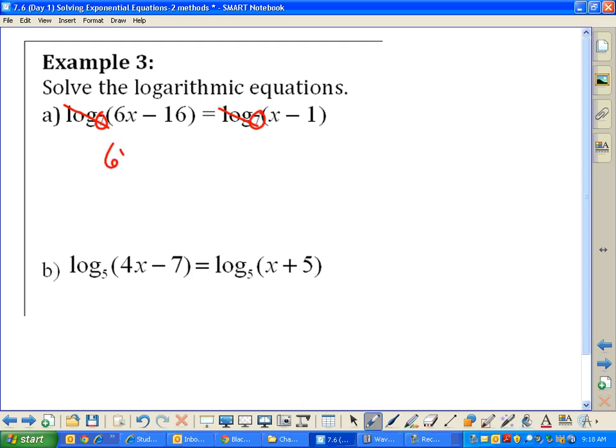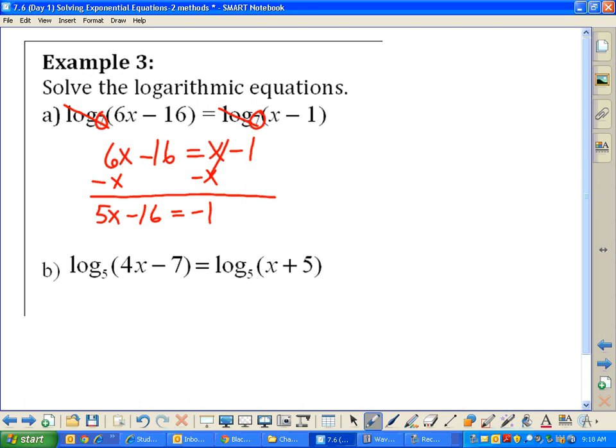Essentially, we get 6x minus 16 is now equal to x minus 1. And then we just solve for x. We have a linear equation. I usually move all of my variables to one side and constants to the other, so I would subtract x from both sides. So you get 5x minus 16 equals negative 1. Add 16 to both sides. So x in this problem has to be equal to 3.